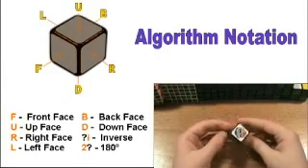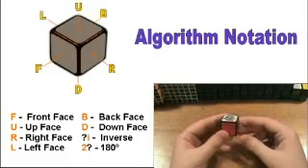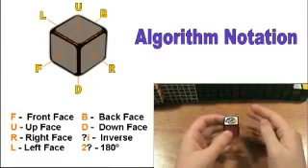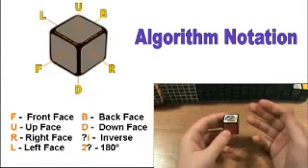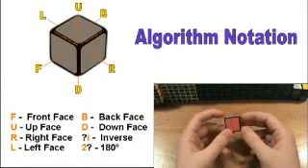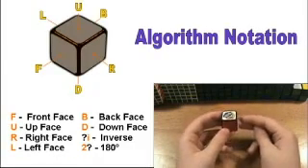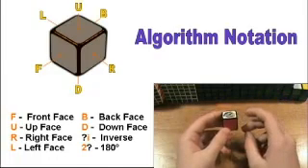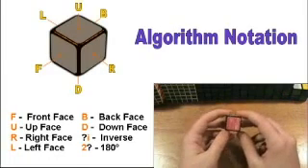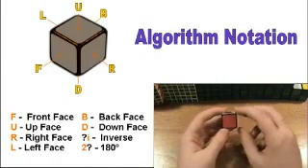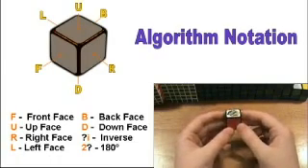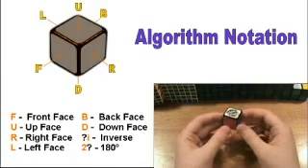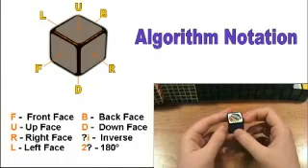Now these letters will be used in what are called algorithms, and algorithms are just a series of moves designed to get a specific piece in a place without messing up the progress that you've already done to the cube. Whenever you see one of those letters in an algorithm, that means to move its corresponding face clockwise. So when you see F, that means to move the front side clockwise, like that. And for U, you move the up side 90 degrees clockwise, like this.